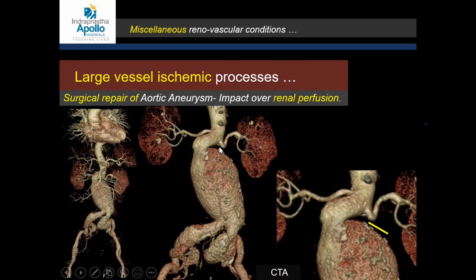Then we can see CT angiography images can nicely show the aorta and its relation with the renal artery, which is important from a surgical point of view for some patients who have to undergo surgery for aortic aneurysm, as seen in this example. So here we can also see the aneurysm in the intrarenal segment in this patient, which also needs to be addressed with endovascular treatment.